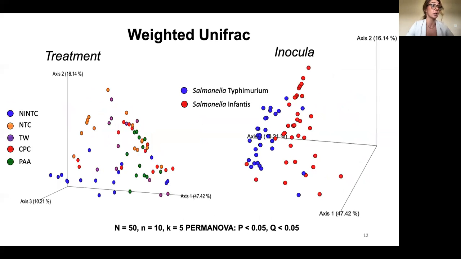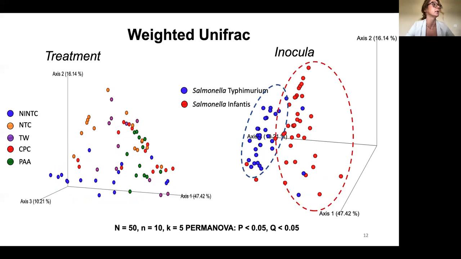Weighted UniFrac is another compositional dissimilarity matrix that compares the similarity between given samples based on abundance, just like Bray-Curtis, but also incorporates phylogenetic distances. And here we can see that in the treatment group, no inoculum, no treatment control was significantly different from the rest of the treatments, inoculated treatments. And as well as no treatment control was different from PAA. And phylogenetic diversity between Salmonella serovars was different as well.